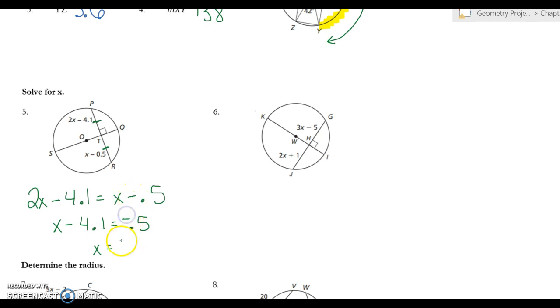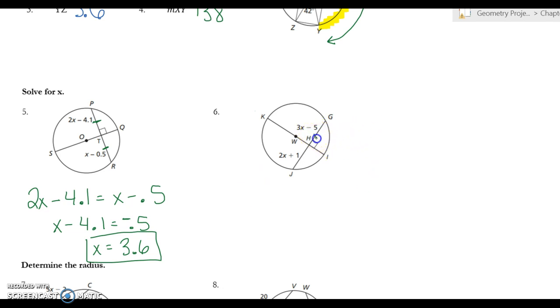So I forgot to bring that negative down. And so I'm going to get a 3.6. Okay, so it's a lot of work there. It looks like it's a complicated problem, but if you know that if I have a diameter perpendicular to a chord, then remember it bisects the chord. Okay, why don't you try number 6, and when you think you have it, press play.